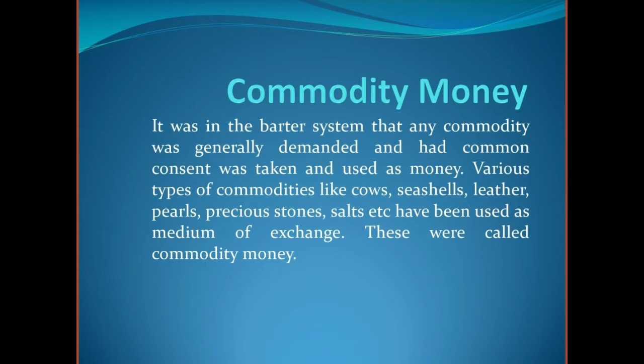What is commodity money? It was in the barter system. The various types of commodities like cows, seashells, leather, pearls, precious stones, salt, etc. have been used as medium of exchange. This is called commodity money. And then what is metallic money?